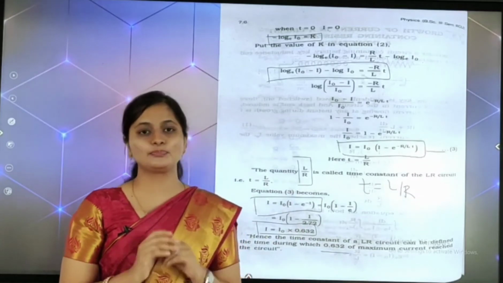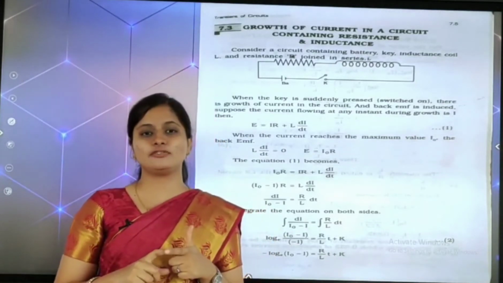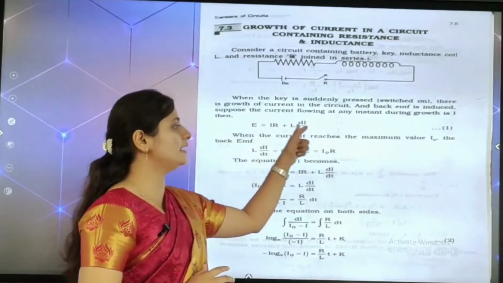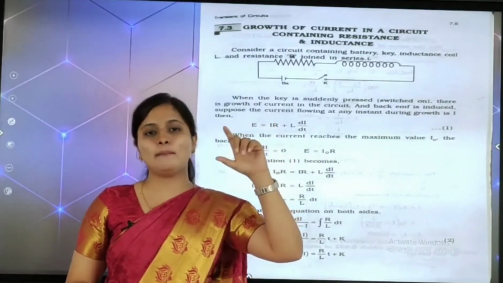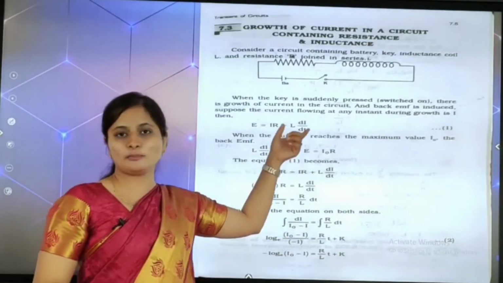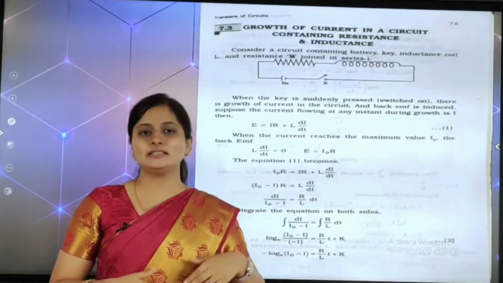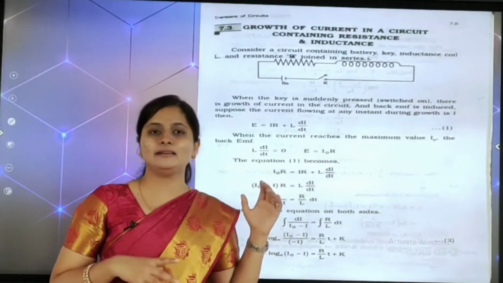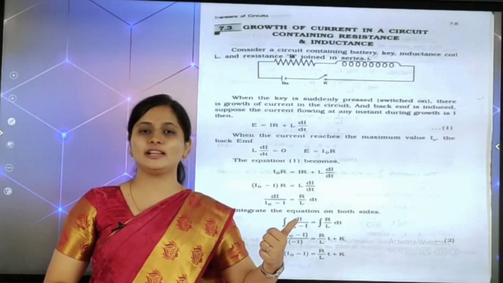In brief I will tell you. First, the explanation of the diagram. After the explanation of the diagram, we press the plug key. After the plug key, the current grows and we get our equation number 1. After getting equation number 1, the current reaches one maximum value I naught, and the back EMF is E equal to I naught R. Substituting in equation number 1, we get this equation. Next, simplifying and taking the di and dt terms, then integration. After integration, equation 2. After equation 2 we get the k value.